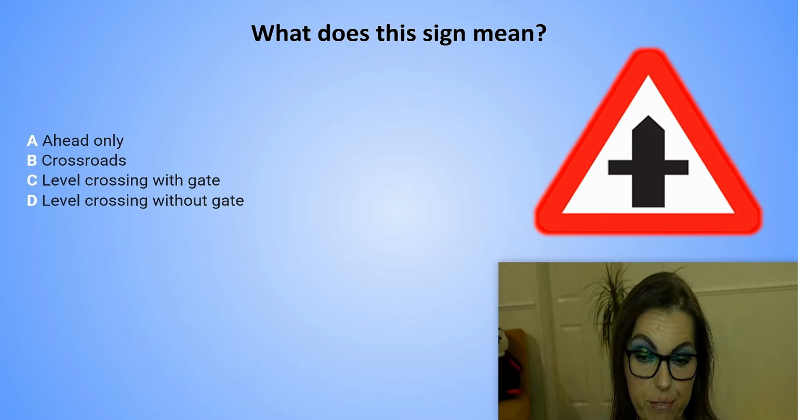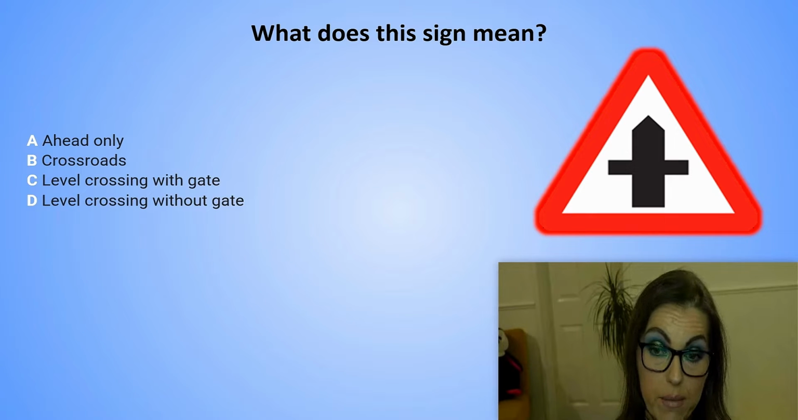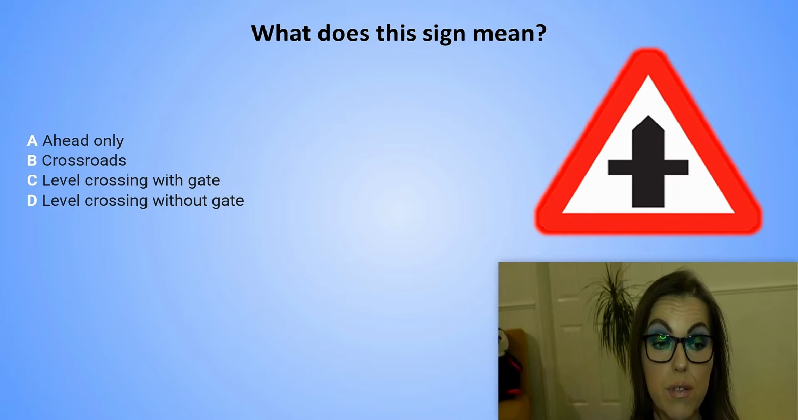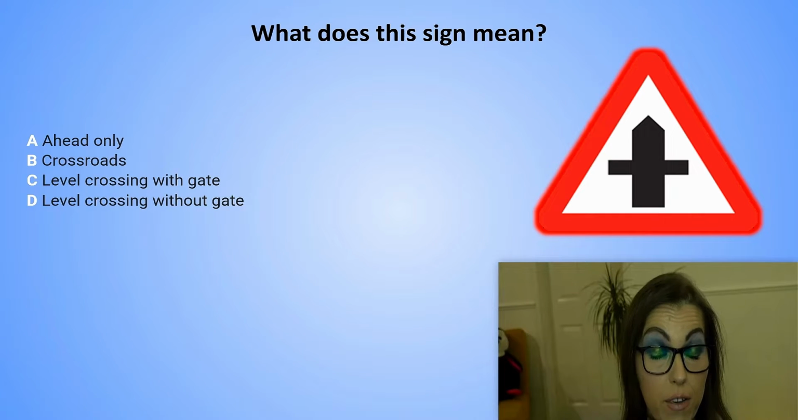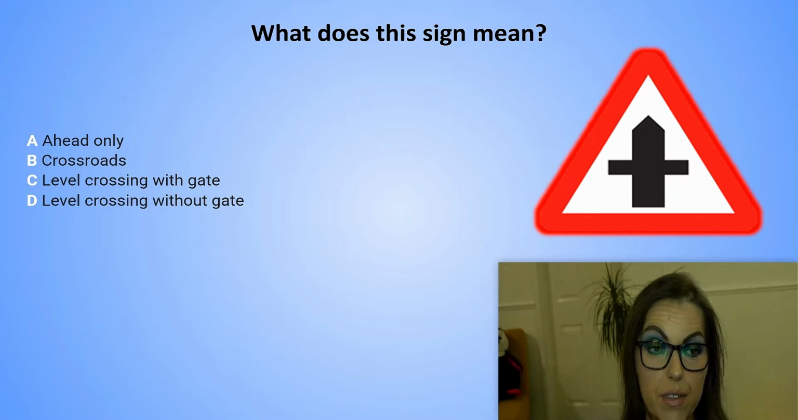Next question. What does this sign mean? A. Ahead only. B. Crossroads. C. Level crossing with gate. D. Level crossing without gate. Let's start the countdown.